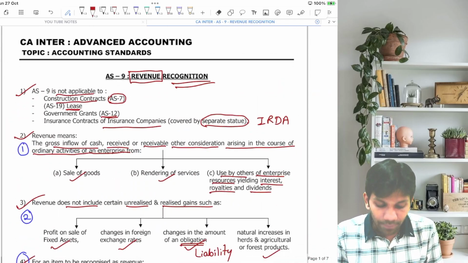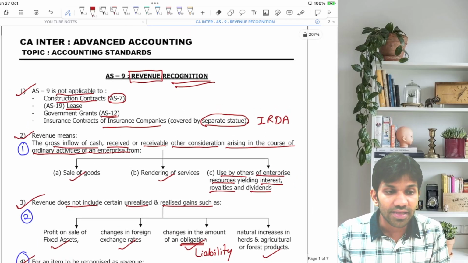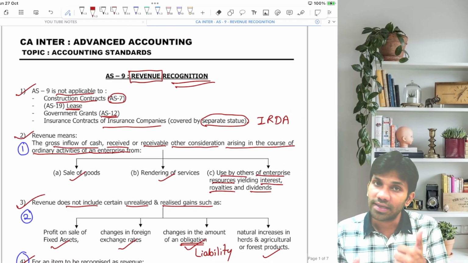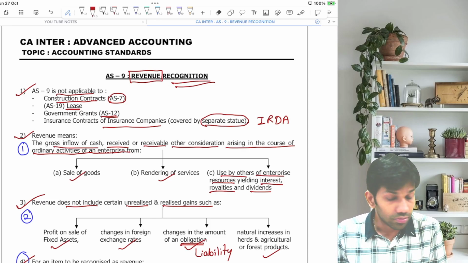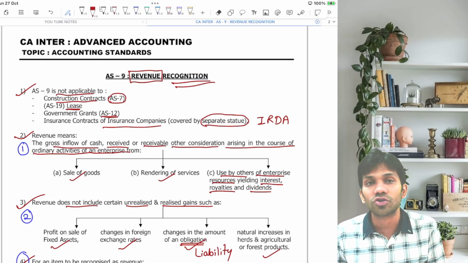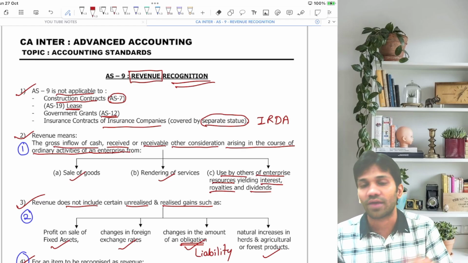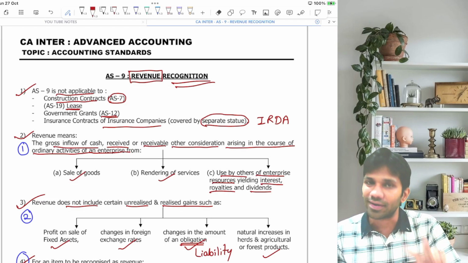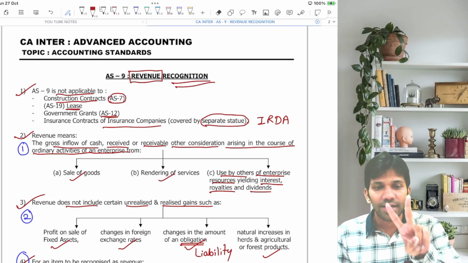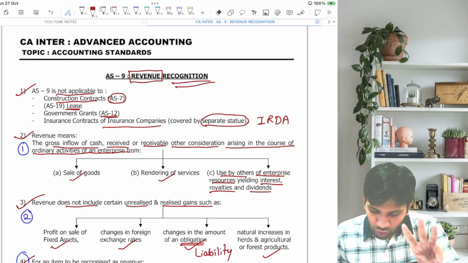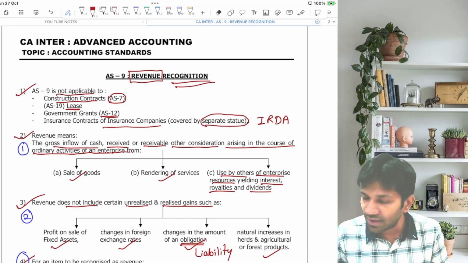We'll have a quick recap, guys. First of all, AS-9 is not applicable to whom? AS-7 construction contracts, AS-12 government grants, then AS-19 lease accounting, and insurance contracts arising out of insurance companies. Next, we came to know what is revenue. Revenue means gross inflow of cash received or receivable arising from the ordinary course of activities of a business, from sale of goods, rendering of services, or use by others of enterprise resources yielding interest, dividend, royalty, rent, and everything.